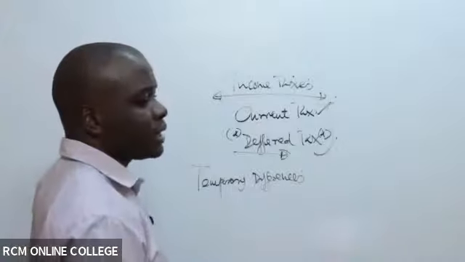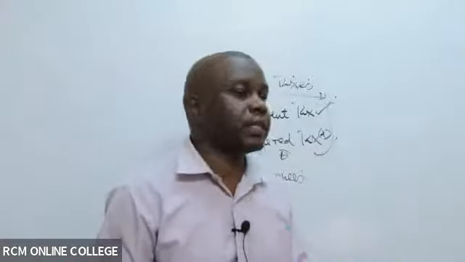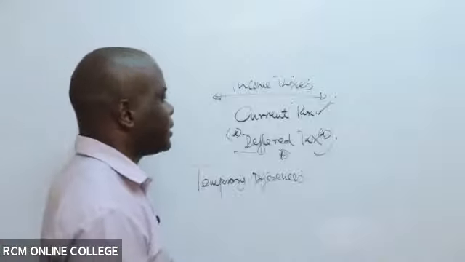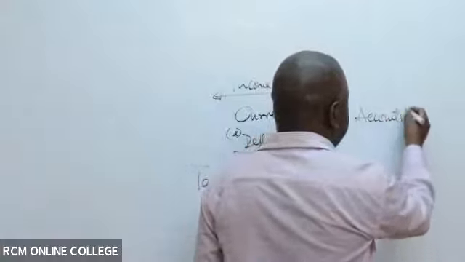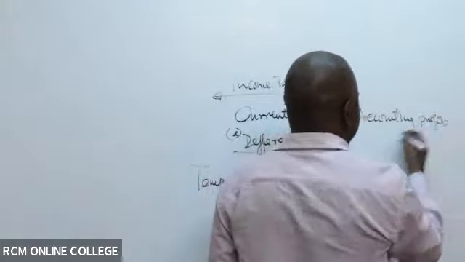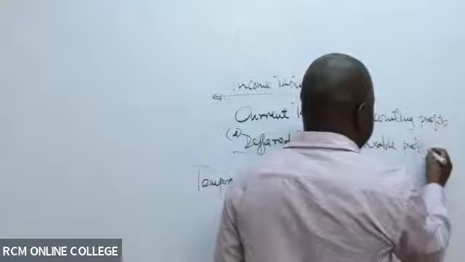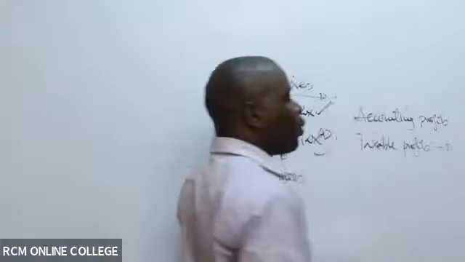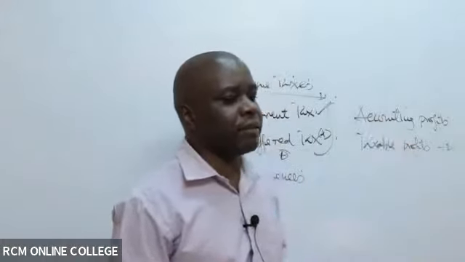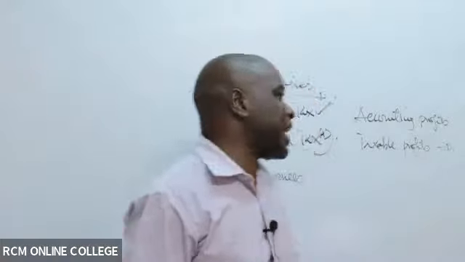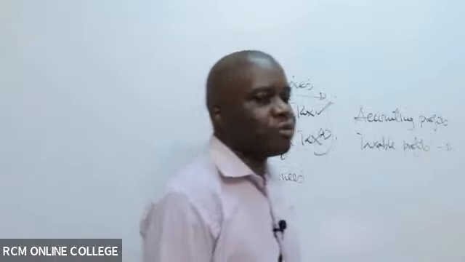And the reason why we said that this particular standard has to be considered in the presentation of financial statements is because there's a difference between accounting profits and taxable profits. The profit the taxman will consider when he's computing the taxes is different from the profit the accountant arrives at when preparing the financial statements. So we have to harmonize the two.